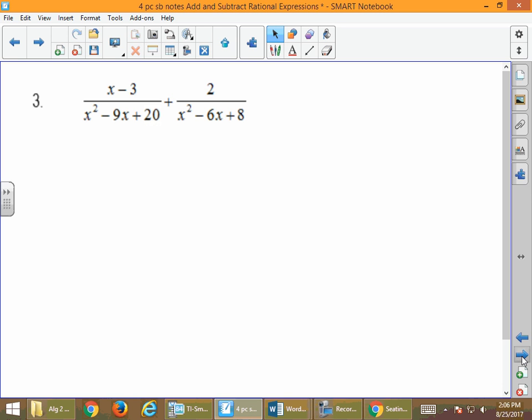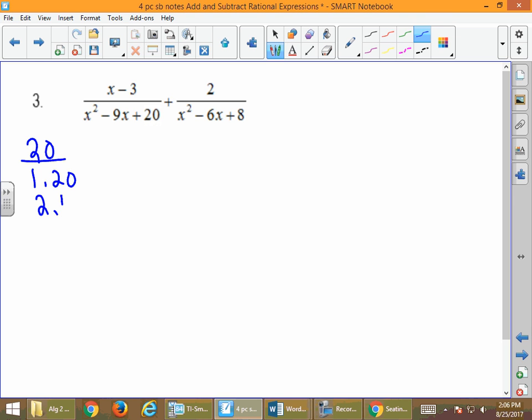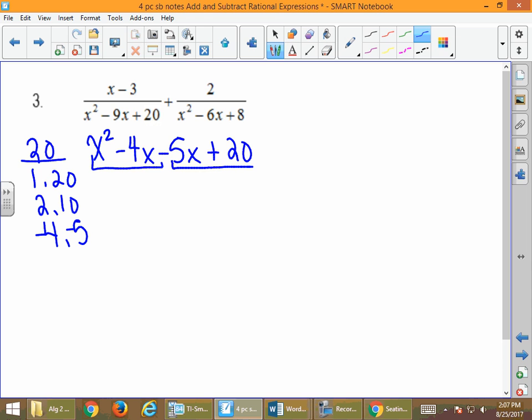So as we look at the first one, the far left fraction, we see 1 times 20 is 20. And our factors of 20 are 1 and 20, 2 and 10, and 4 and 5. Will any of those combine to be 9? 4 and 5. And in fact, it's going to be negative 4 and negative 5. So we get x squared minus 4x minus 5x plus 20. We're splitting the middle. And here's a group. And here's a group.